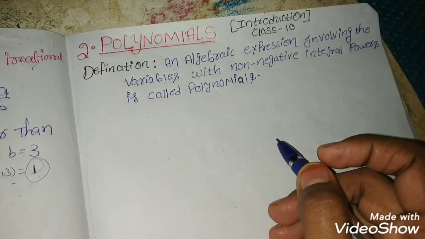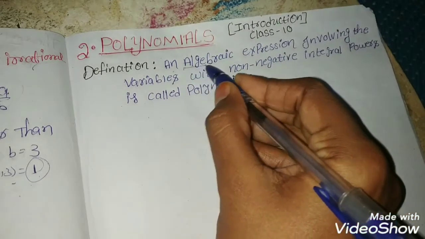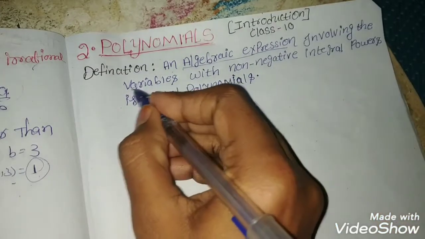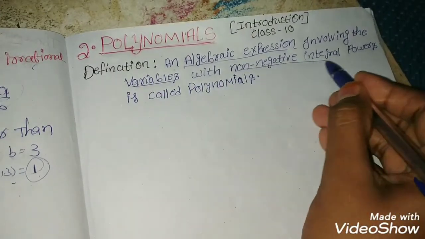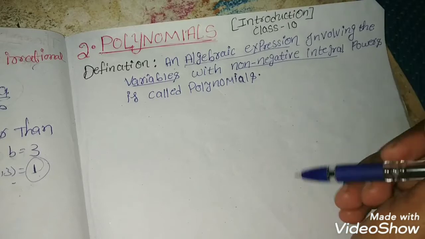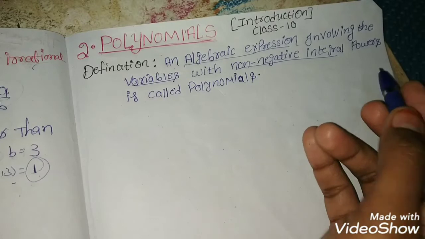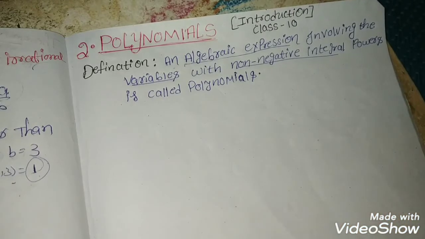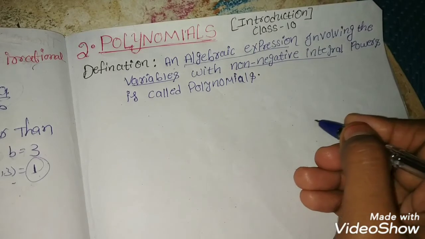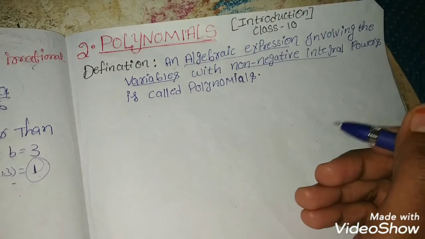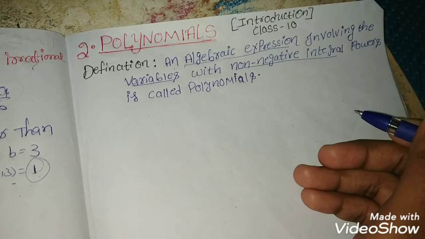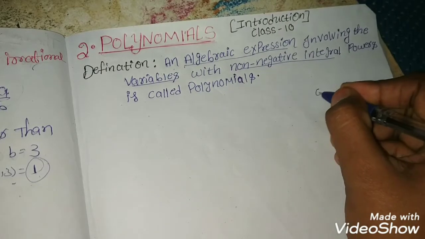So here we have to know what an algebraic expression is, what a variable is, and what non-negative integral powers are. Okay, so let's discuss the algebraic expression. What is an algebraic expression? In mathematics, an algebraic expression is an expression built up from integer constants and variables. What is meant by that? Integer constants and variables. So let's take an example.